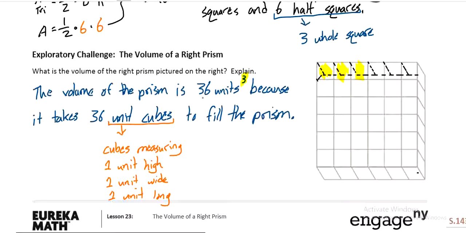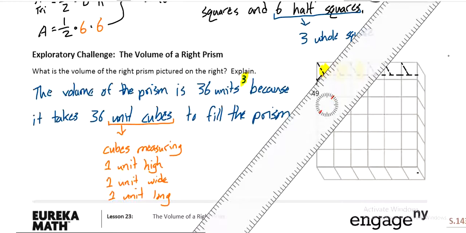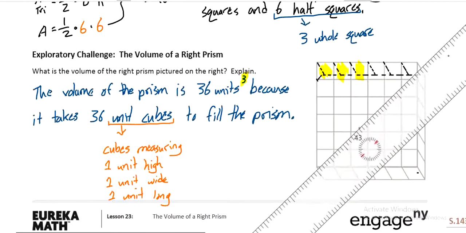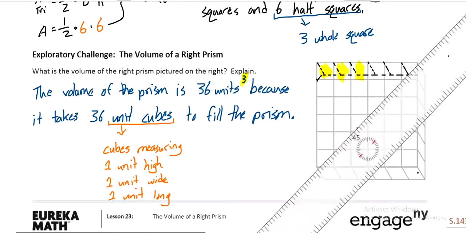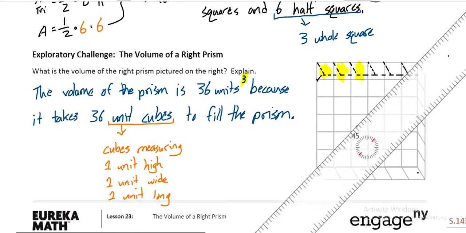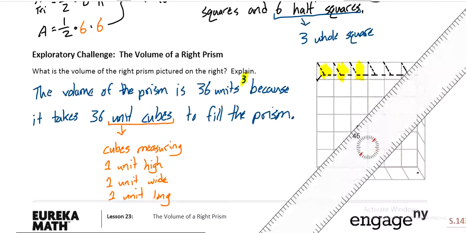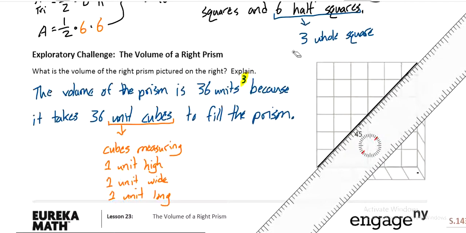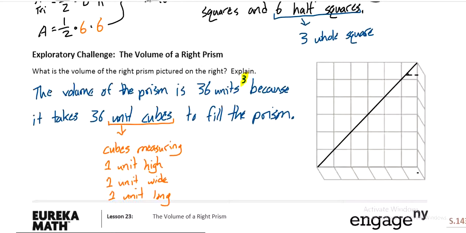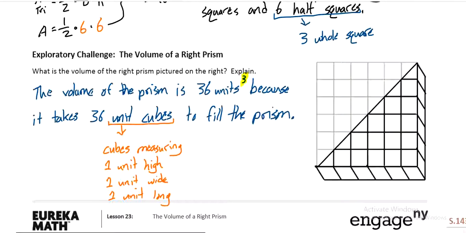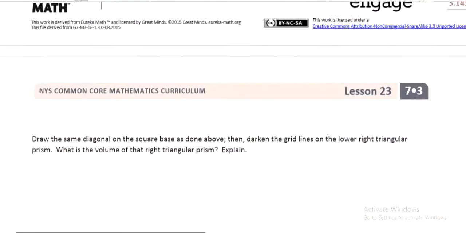So get your ruler and line it up corner to corner, top corners of the prism. Draw your line, and then again you're going to darken each grid line on the lower half. There we have that. We have the grid lines darkened in. So let's see what they want.